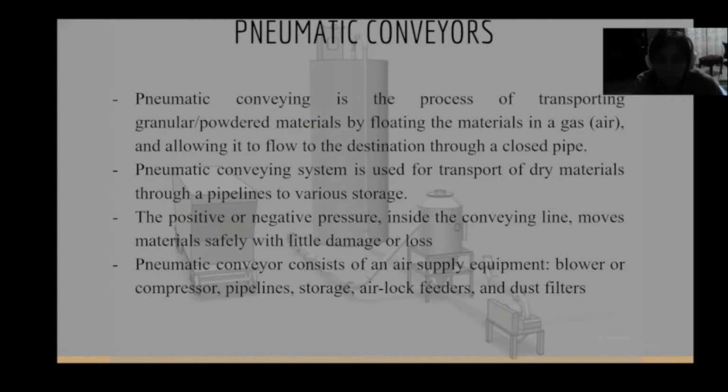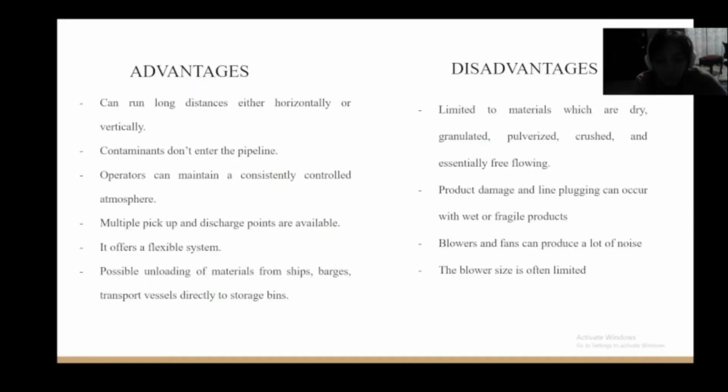The operating principle common to all types of pneumatic conveying is that motion is imparted to the materials by a fast-moving stream of air. A pneumatic conveyor consists of air supply equipment, which are the blower or compressor, pipelines, storage, airlock feeders, and dust filters.